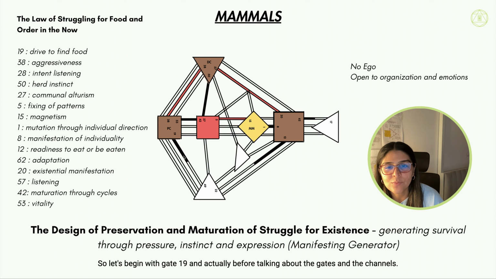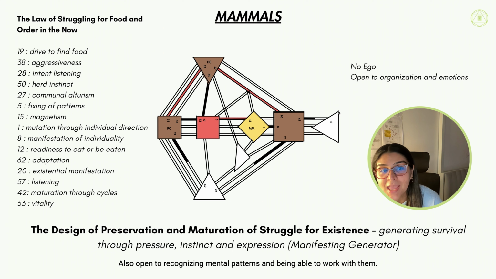So let's begin with gate 19. And actually, before talking about the gates and the channels, I just wanted to point out that we can see here that mammals are actually not emotional themselves, but they're open to absorbing the emotions from their environment. They're also open to taking commands, also open to recognizing mental patterns and being able to work with them.